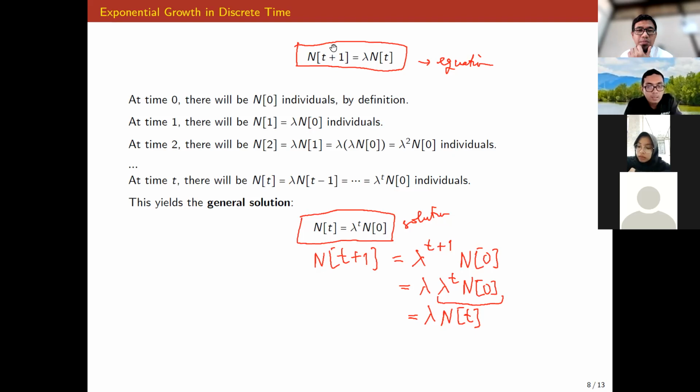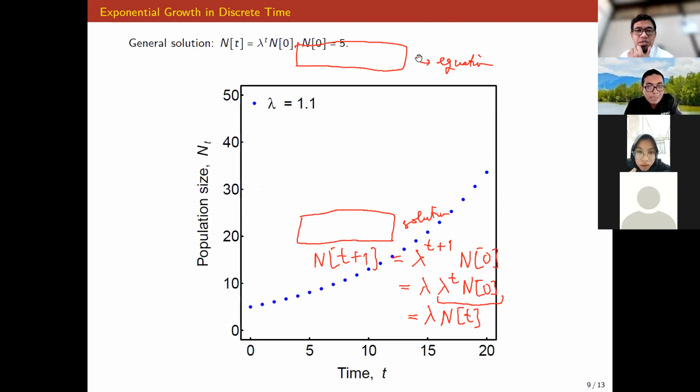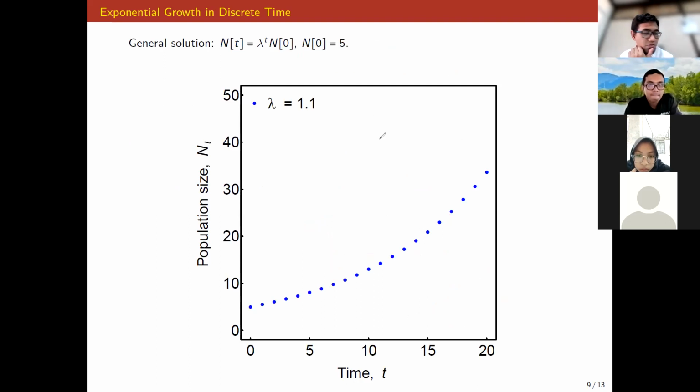Okay, let's see what happens to the expression of the solution of the recursion equations. We have N_t equals lambda to the power of t times N_0. Let's say N_0 is 5. At the beginning, the population of a species is 5 individuals, for example.